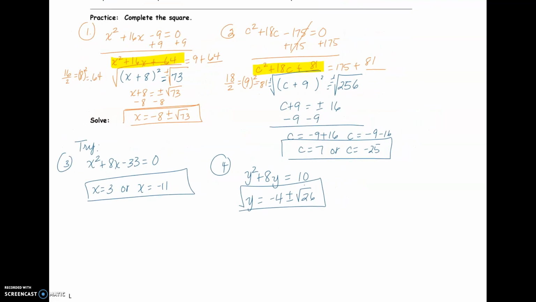Okay, go ahead and try these. That's the first 2 lessons. In part 2, there's a little bit more on completing the square we'll do, and then we'll go on to the quadratic formula, and I want to talk a little bit about discriminants too. So I'm going to stop it now, and we'll go on to the part 2 video.